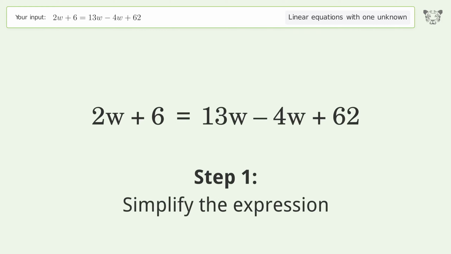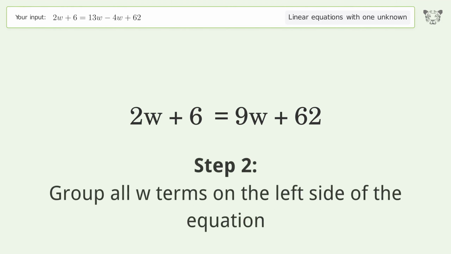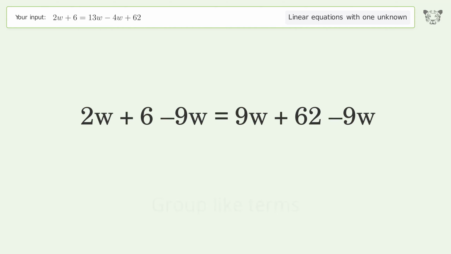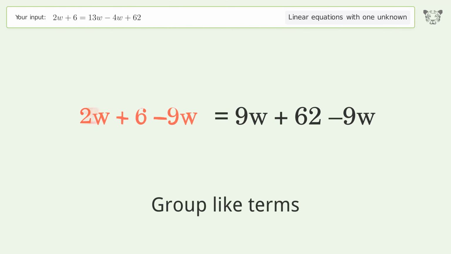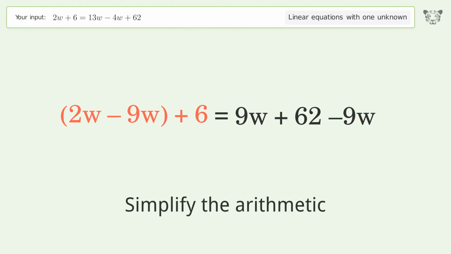Simplify the expression. Simplify the arithmetic. Group all w terms on the left side of the equation. Subtract 9w from both sides. Group like terms. Simplify the arithmetic.